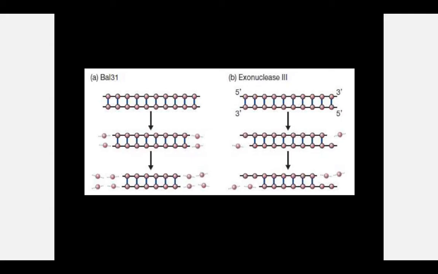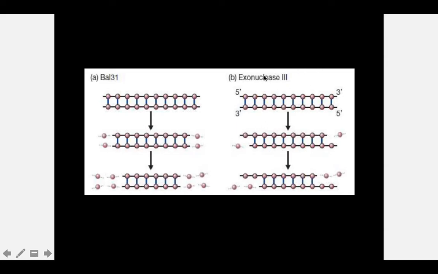Some other exonuclease, what they will try to do, they will try to put the cut like this. You are able to see the image over here, both the strands are getting cut. In the case of BAL 31, you are able to see both the strands are getting cut.